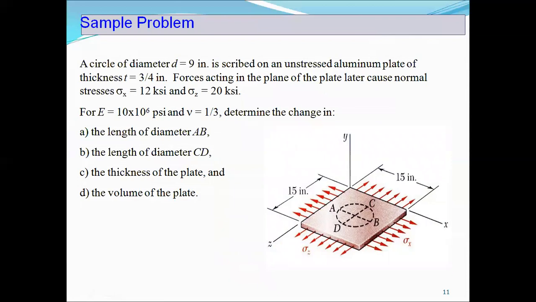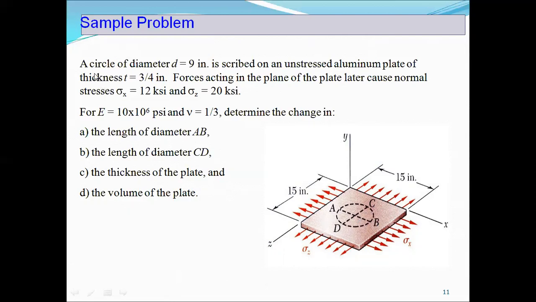Next, we would discuss a very interesting example based on the discussion which we have done. We have a plate which is subjected to stress in x direction and stress in z direction. You could see the coordinate plane, the dimensions of the plate are given, and on the plate a circle is inscribed. This length is AB and this diameter is BC.